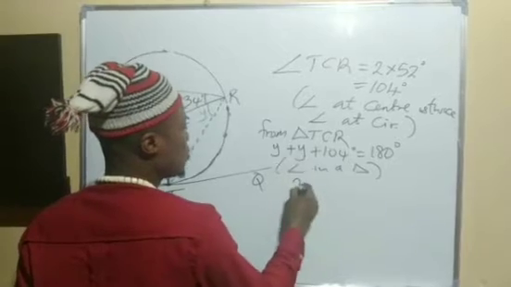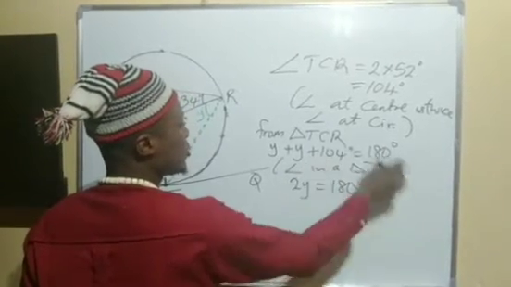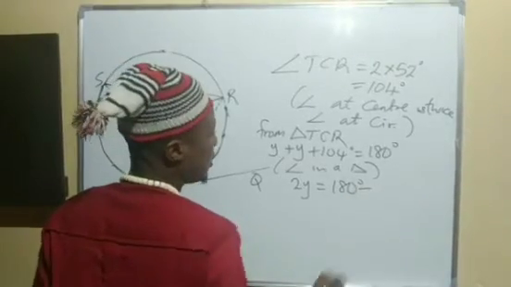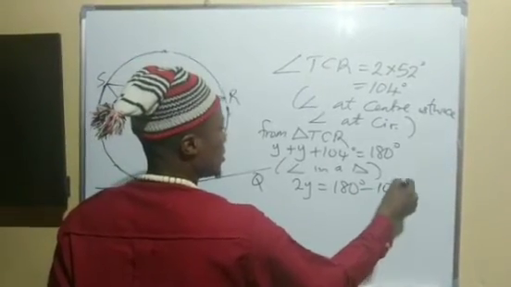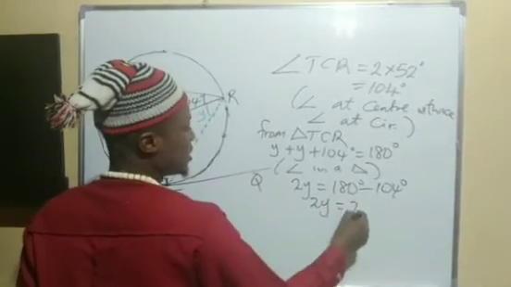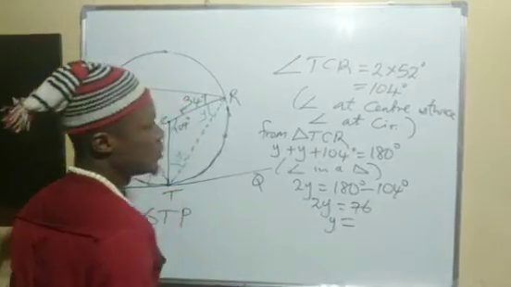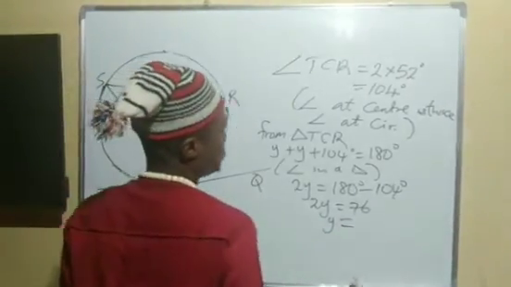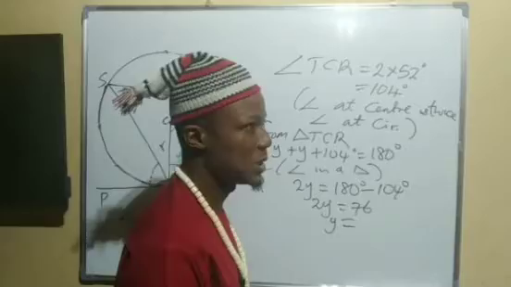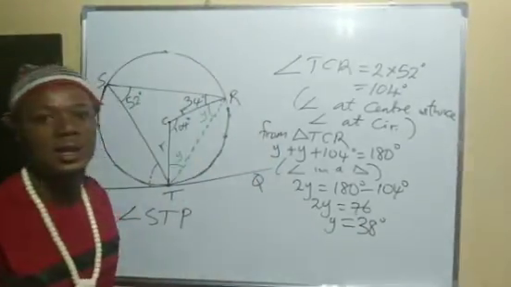Y plus y is 2y, okay, equals 180 degrees. This crossing over gives us minus 104 degrees. Okay, so 2y is equivalent to 76 degrees, divided by 2 to get the value of y, which I have that y is around 35, 36, 37, 38. So the value of y is 38 degrees.